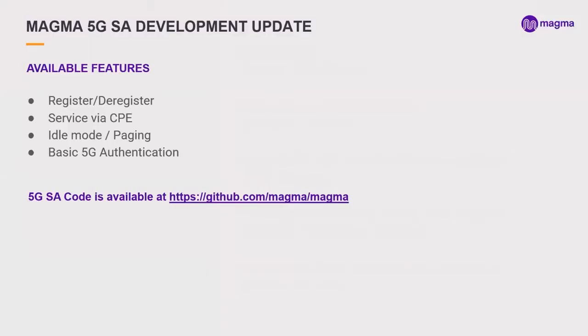Currently in the Magma master branch in GitHub, the 5G code is committed for the following features: the registration and deregistration of the UE, PDU session establishment and release, idle mode support and paging. As such, the authentication code of 4G is extended and 5G basic authentication is supported now. And the code is available for experimentation.